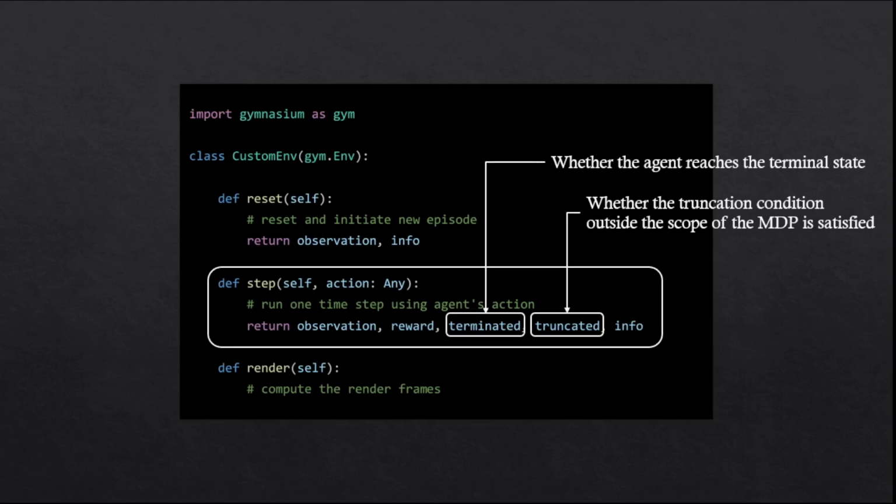Generally, it is used for time limits, but in some cases, we use this to tell that an agent is going out of the boundary of an observation space. So if terminated or truncated is true, we have to call the reset method in order to start a new episode.